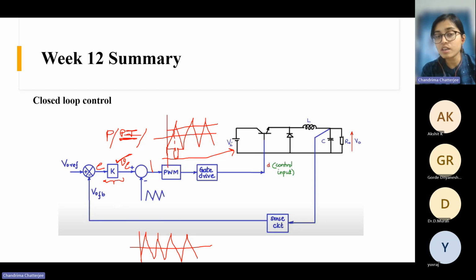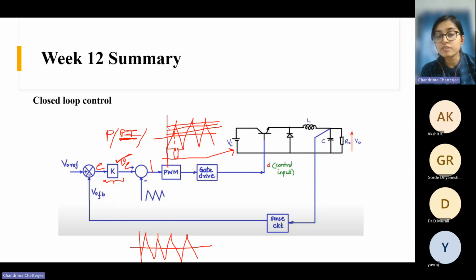So if the level of this control signal goes up or goes down, based on that, your pulse pattern will change. So this is the control. That's why this is called the control signal, right? And this is just the carrier signal. So I don't think you can say that this is information or something. This is just a signal that we use for comparing with the control signal to generate the pulses.